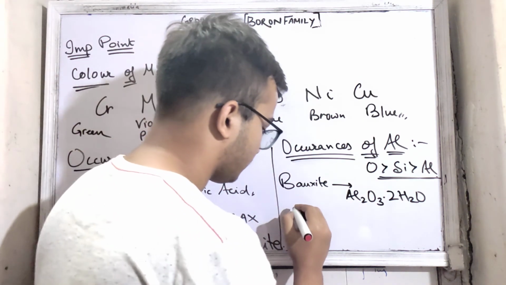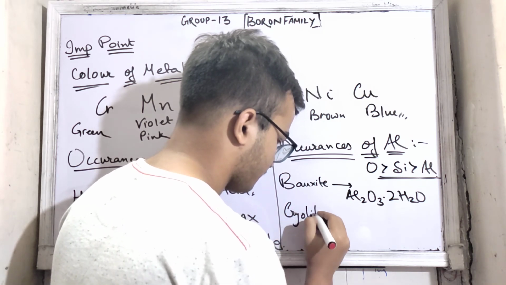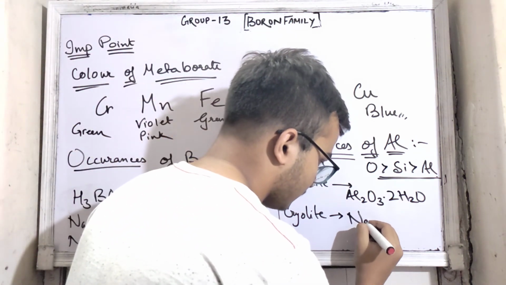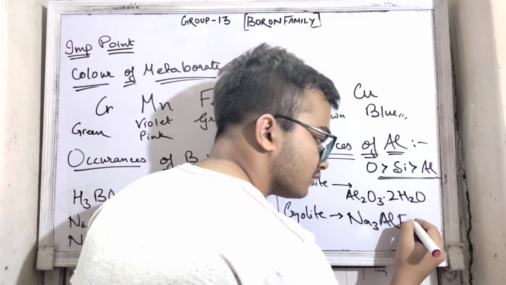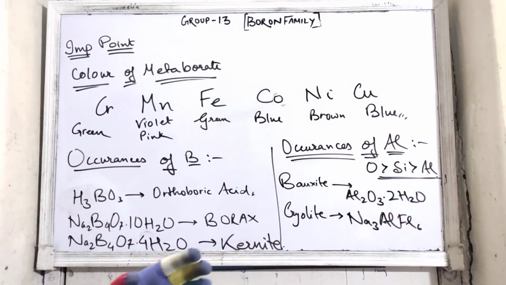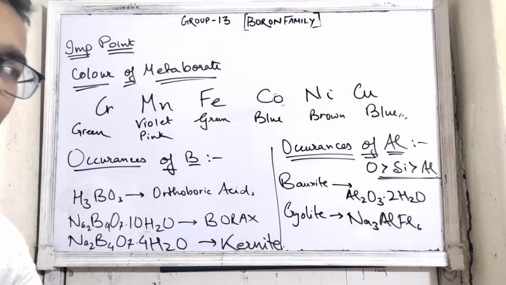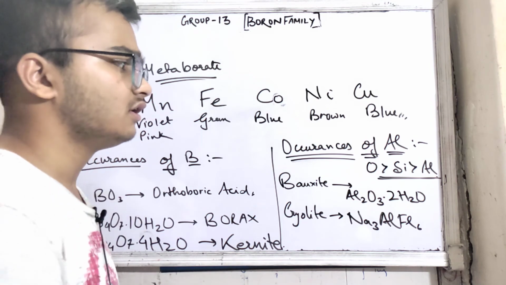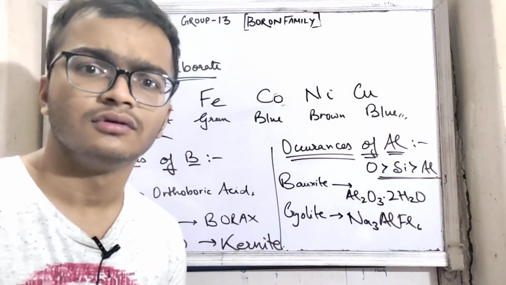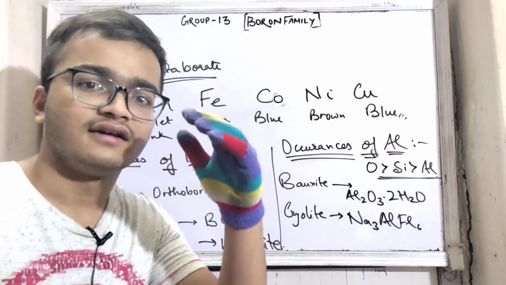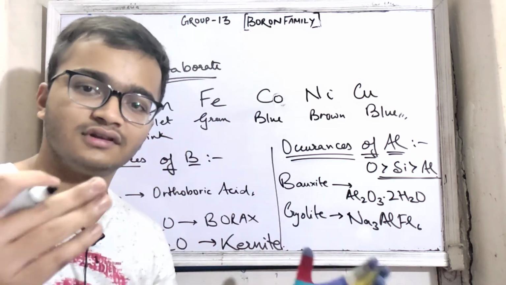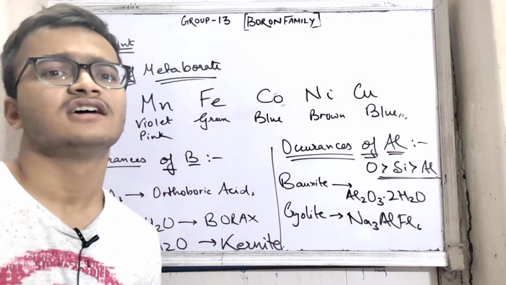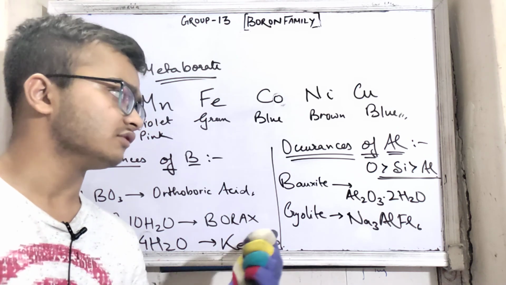Next you can get it from cryolite. Cryolite has a formula of Na3AlF6. Now during the extraction of alumina, the cryolite is mixed with bauxite and also with fluorspar. Cryolite acts to lower the melting point of the mixture, and fluorspar and cryolite together act as a solvent which can increase the conductivity of the molten solution. So this was all about the boron family.